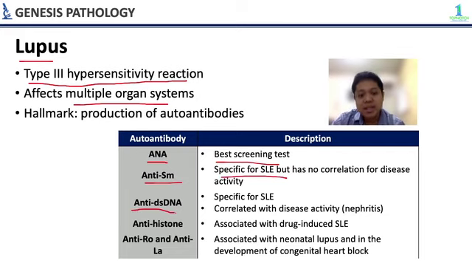Yung anti-dsDNA naman, kapag mataas siya, it is correlated with disease activity, especially nephritis. Yung anti-histone, makikita natin siya sa drug-induced SLE, and anti-RO and anti-LA is associated with neonatal lupus and the development of congenital heart block. So if you suspect the infant to have neonatal lupus, you look for anti-RO and anti-LA para makita nyo kung magkakaroon sila ng congenital heart block.